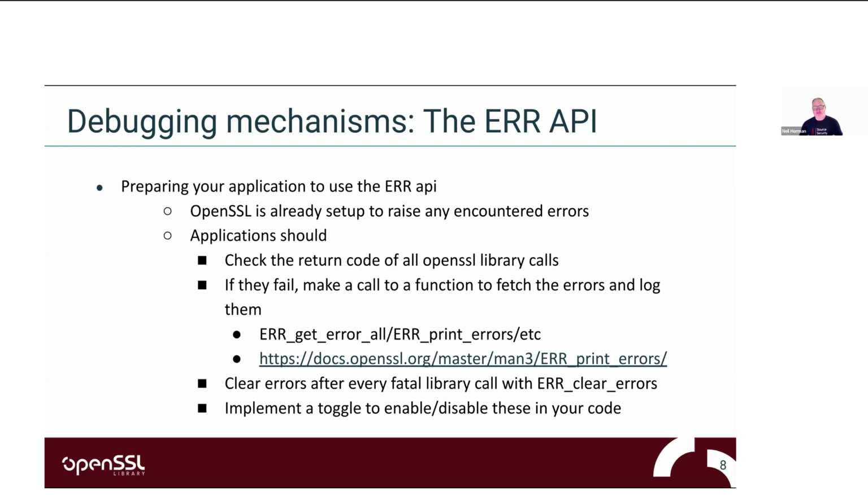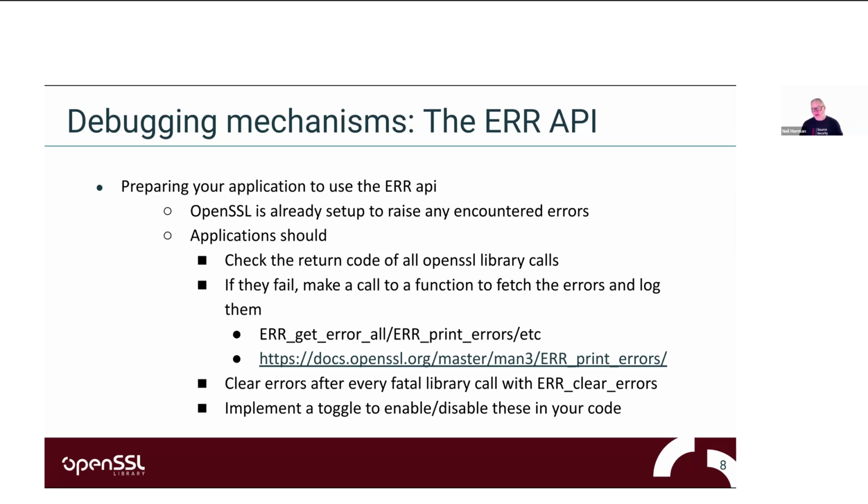You should clear errors after every fatal library call. This helps you differentiate errors from one call path from another call path. That is to say, if you never clear your errors, the buffer just wraps and you don't know where those errors necessarily came from. So this lets you keep that clear.